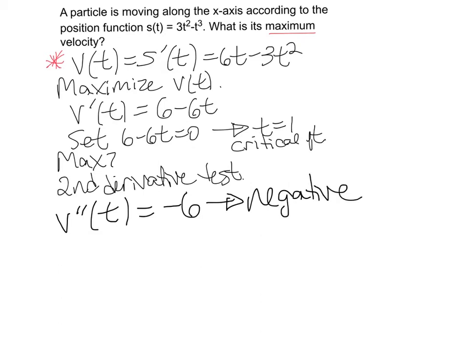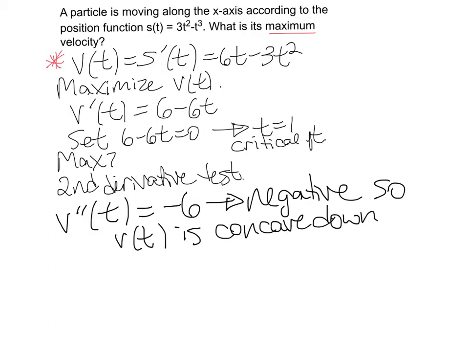Since that second derivative is negative, we know that v of t is always concave down. So v of t, if it's concave down, then at its critical point it must have a max at its critical point.